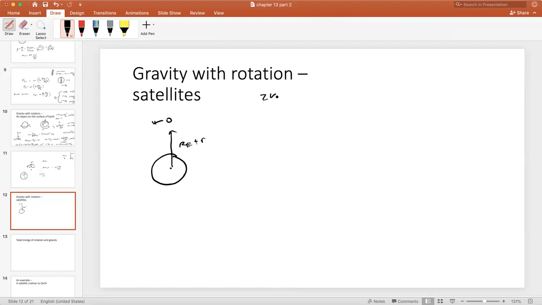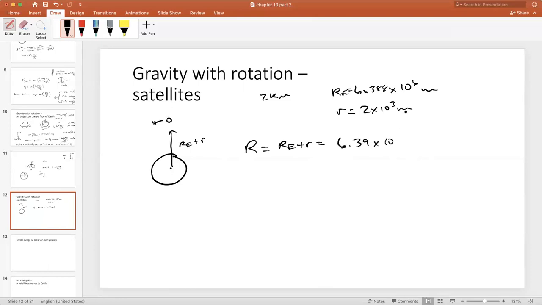So if we say that it was 2 kilometers above the Earth, what we actually mean is that r of the Earth is 6.388 times 10 to the 6 meters, and little r is 2 times 10 to the third meters. So we'd have to adjust this, and basically our r would be our Earth plus r, which would be 6.39 times 10 to the 6 meters.